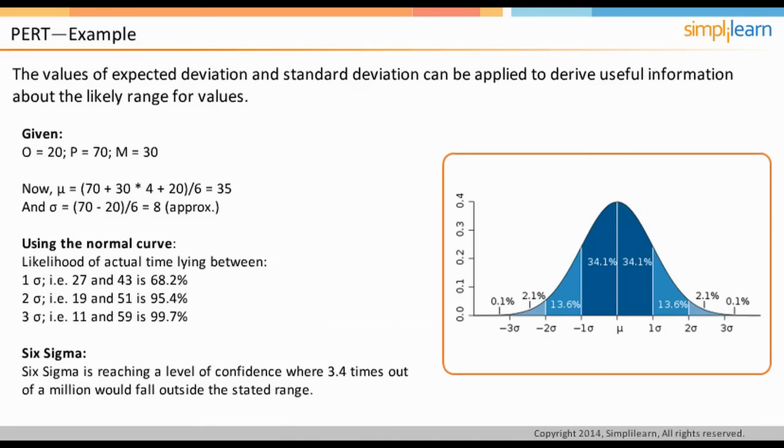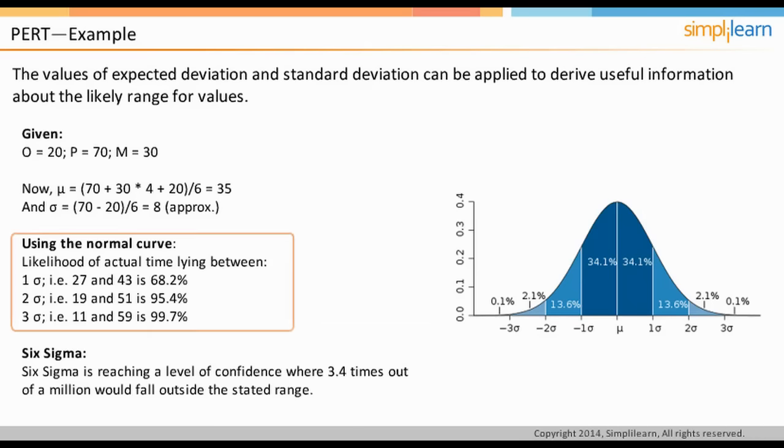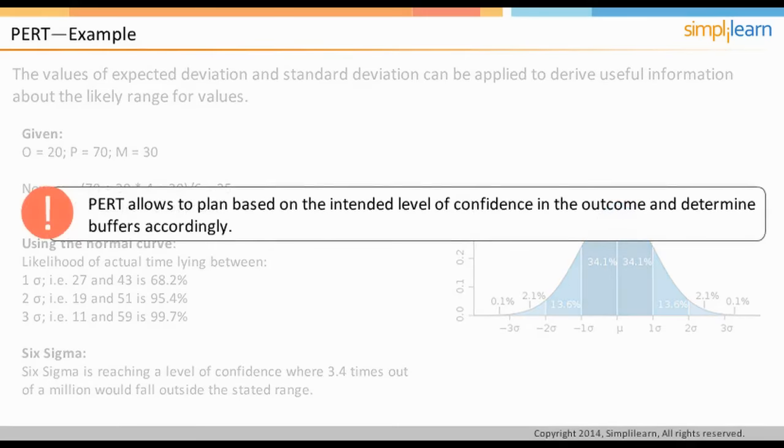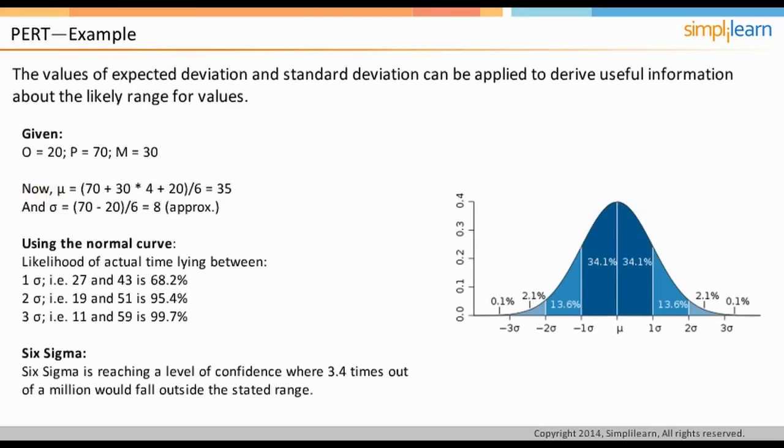Further, you can use the properties of the normal distribution. There is a 68% probability of the actual value falling within the first sigma from the mean, 95.4% probability for the second sigma, and 99.7% probability of the actual value falling within the third sigma. Extending this logic, the notion of 6 sigma is reaching a level of confidence that only 3.4 times out of a million would the actual value fall outside the stated range. PERT allows you to plan based on the intended level of confidence in the outcome and determine buffers accordingly. Let us discuss the critical path method in the next screen.